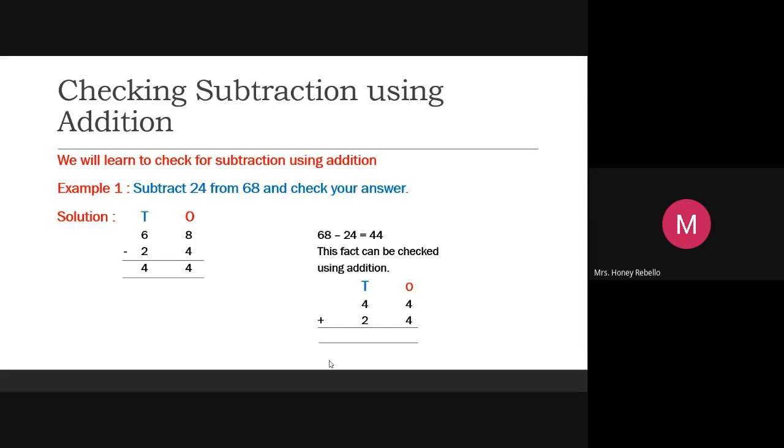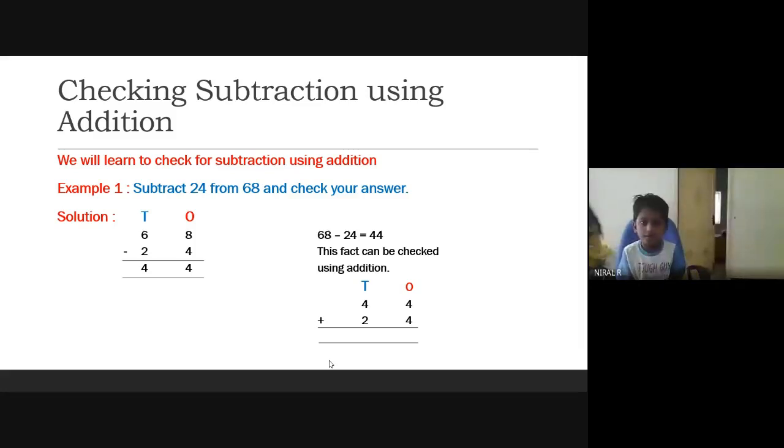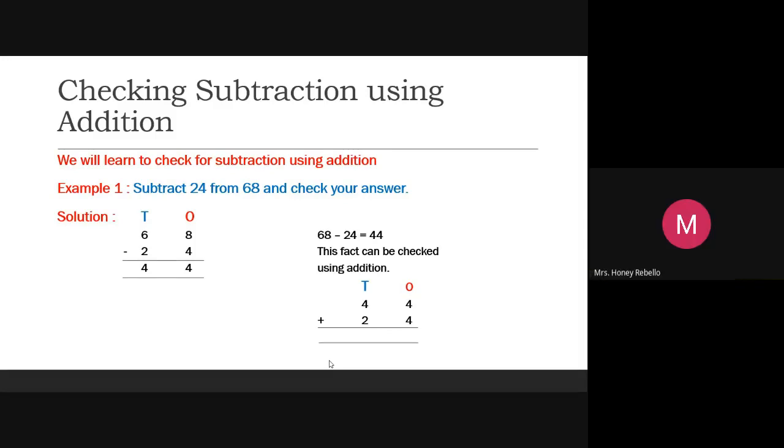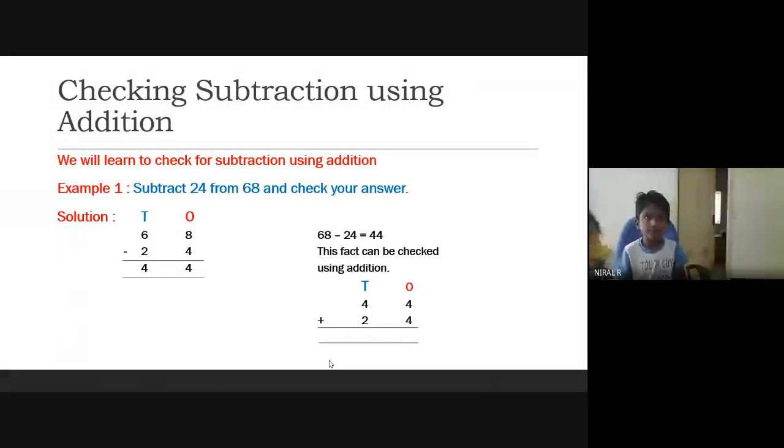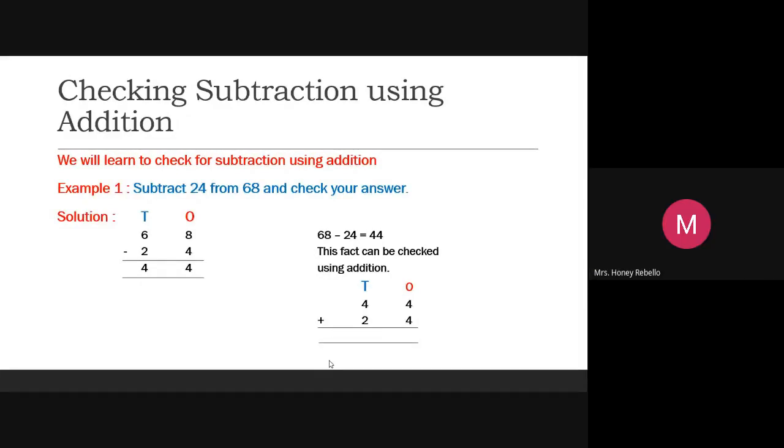Okay, Niral. Now 68 we are writing first and 24 second. Now this will be easy for you because no borrowing. Now 68 minus 24 you are doing. What is 8 minus 4? Take 4 from 8. You will get 4. Oh, good. Next one. 6 minus 2. 4. So you are getting 44.